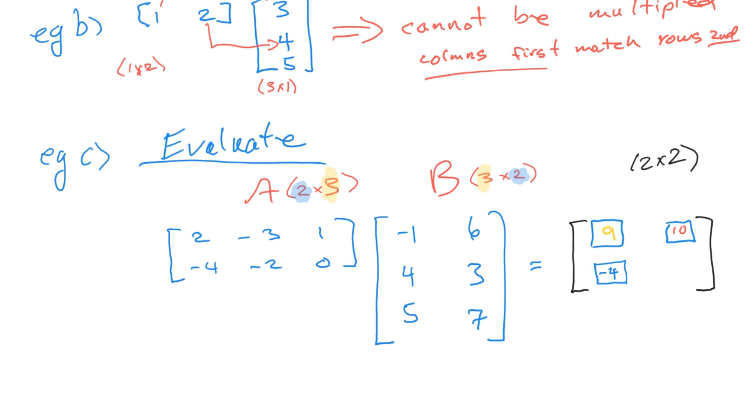Now let's do our final position, which goes into this box right here. In order to get that last position, you take this row and multiply by this column. In doing so, you get -4 times 6 plus -2 times 3 plus 0 times 7, which gives us a final answer of -30.